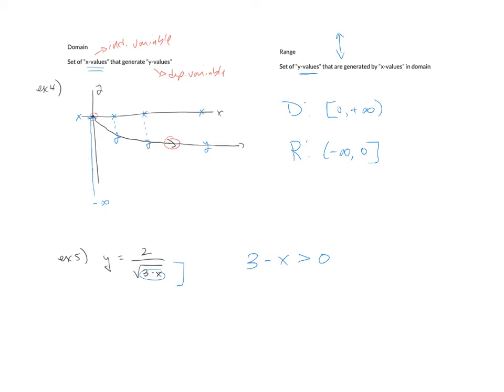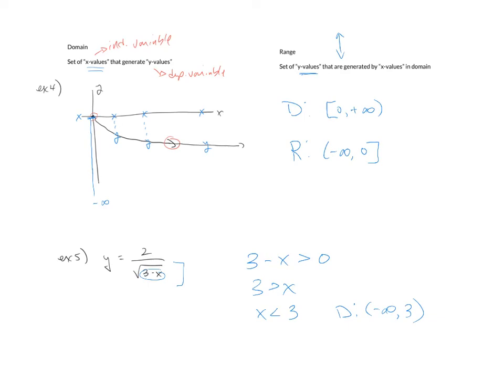So if we take this simple inequality and solve it, we get 3 bigger than x, which most people like to see written like this, which is the same thing, and tells us that our allowable x values have to be less than 3. So the domain would be negative infinity to 3 with the open bracket on the 3 because we can't have a 0 in our denominator.